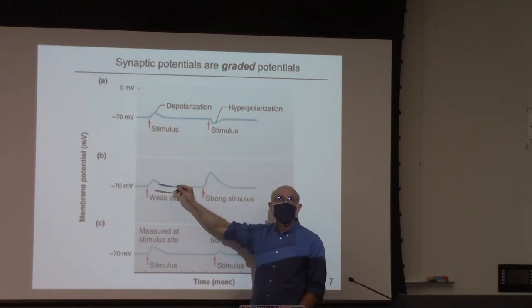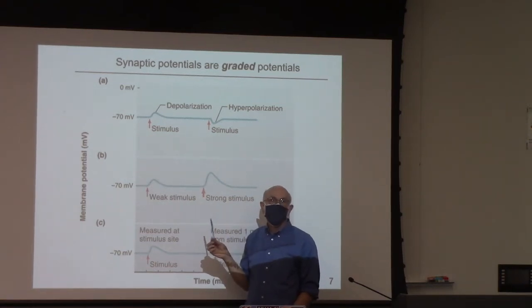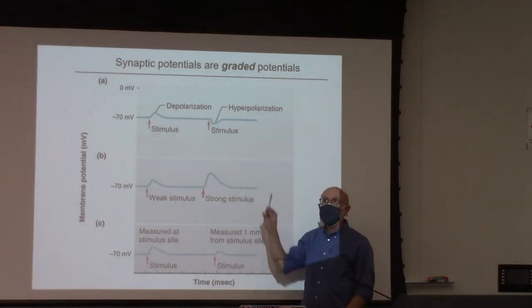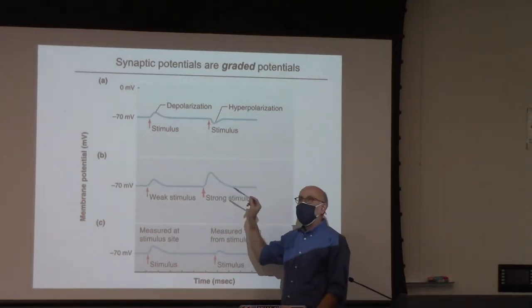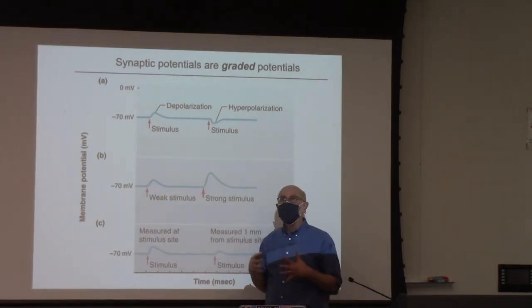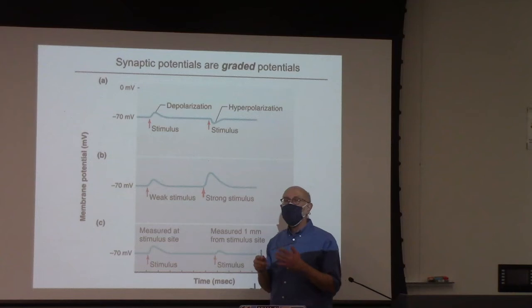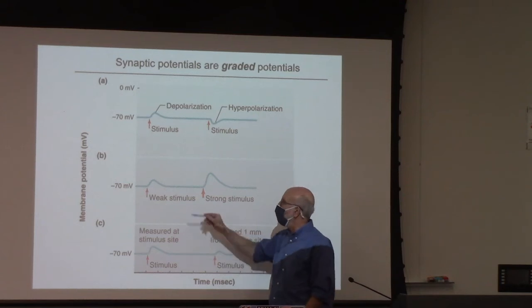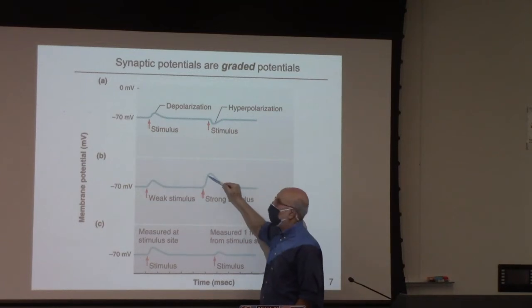The release of a small amount of neurotransmitter will produce a small EPSP, if it's an excitatory neurotransmitter, and the release of more neurotransmitter will cause a larger EPSP. The point here is that synaptic potentials are graded. They can be small or they can be big. Graded just means there's variability in their amplitude, depending on whether the stimulus was small or big. So EPSPs can be graded.